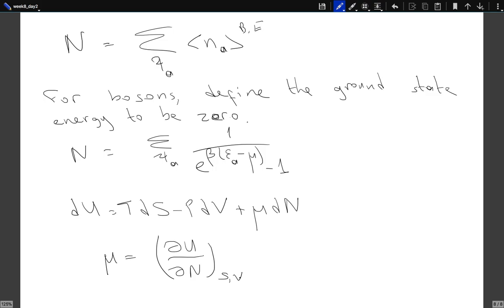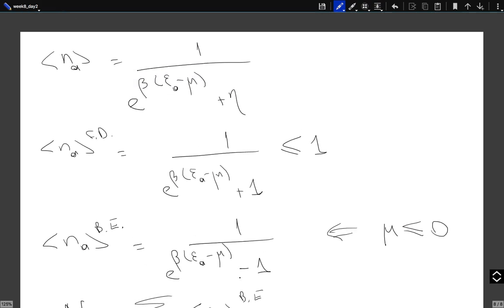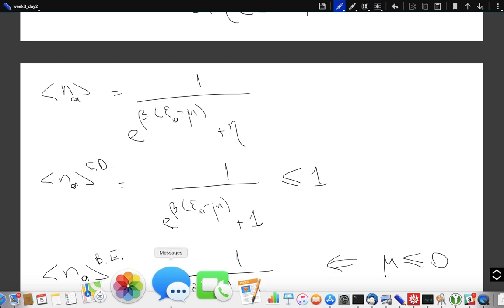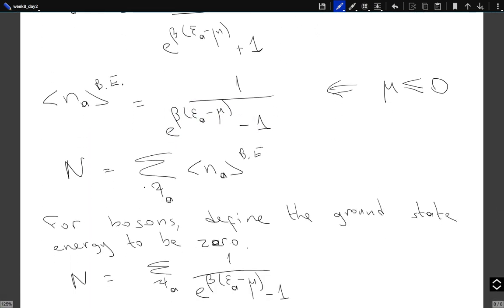So any questions on these? So we have the Fermi-Dirac and the Bose-Einstein distributions. This equation basically fixes what mu should be.